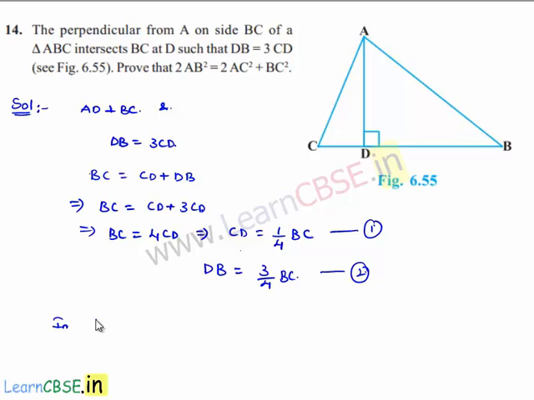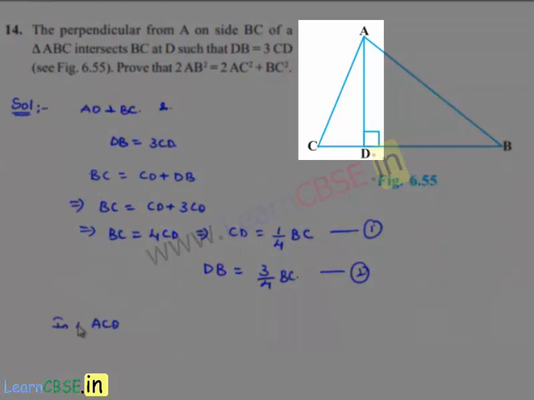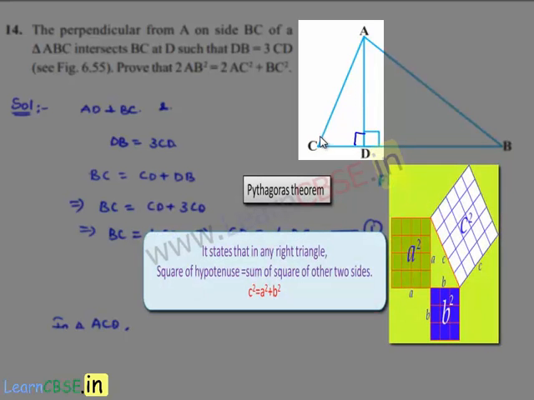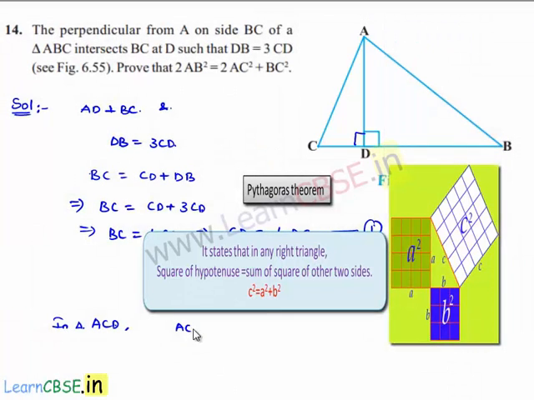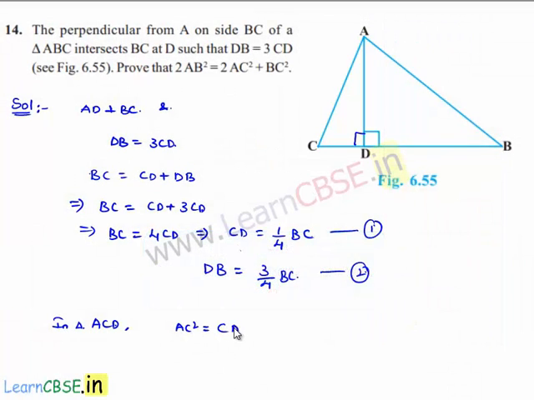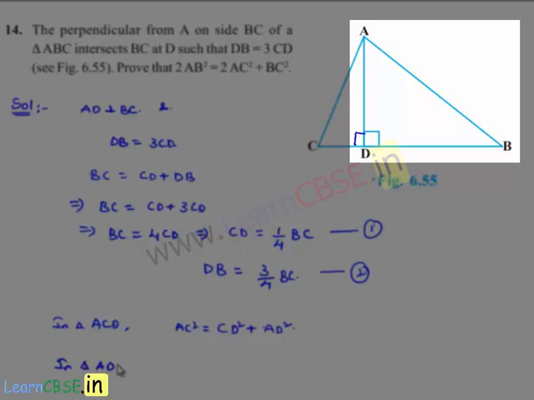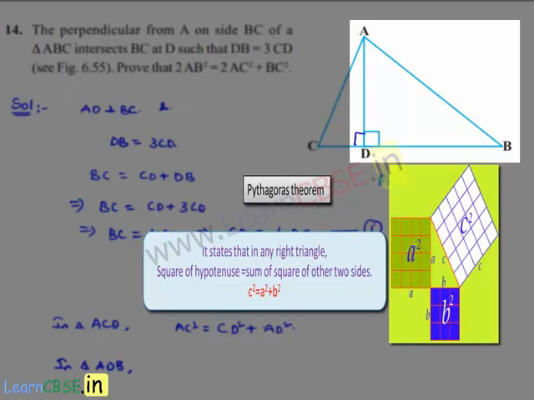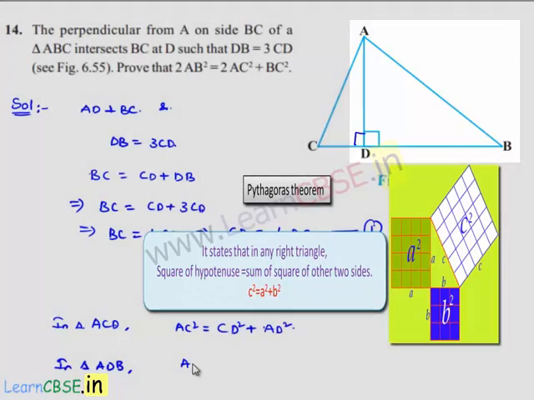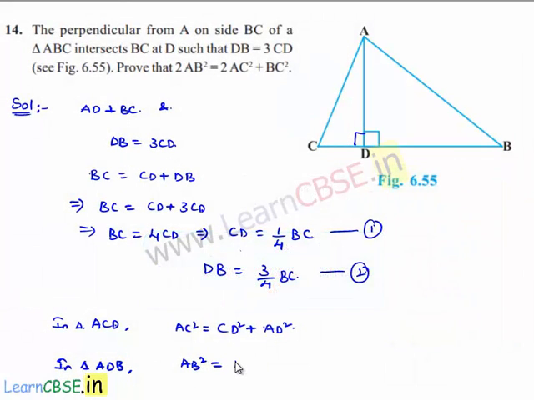Now in triangle ACD, let us apply the Pythagoras theorem as angle ADC is equal to 90 degrees. That is, hypotenuse square is equal to sum of square of other two sides, that is CD square plus AD square. Also, if we consider triangle ADB, it is also a right angle triangle as angle ADB is equal to 90 degrees. Square of hypotenuse, that is AB square, is equal to sum of square of other two sides, that is DB square plus AD square.